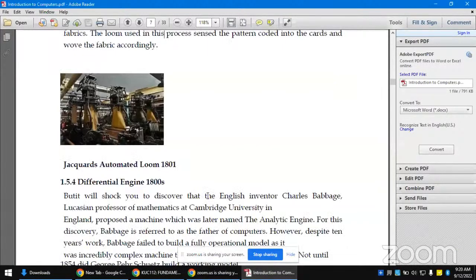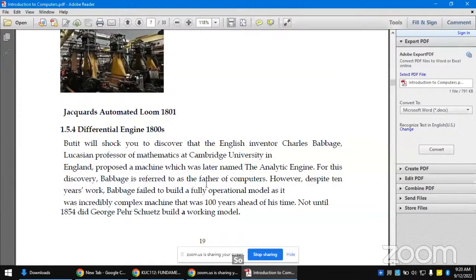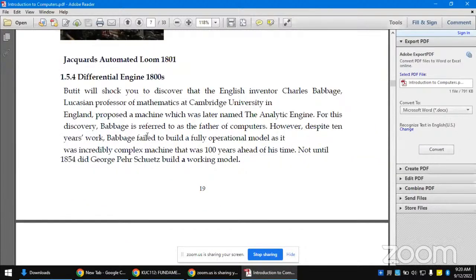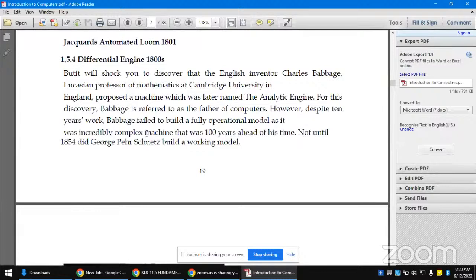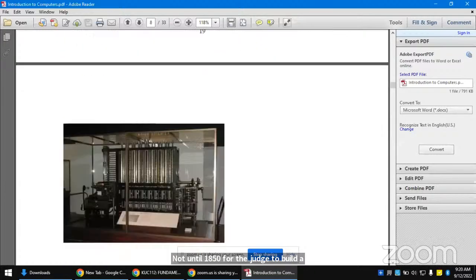So then we move to the next one, which is the difference engine of the 1800s. It will shock you to discover that the English inventor, Charles Babbage, Lucasian professor of mathematics at Cambridge University in England, proposed a machine which was later named the analytic engine. For this discovery, Babbage is referred to as the father of computers. However, despite 10 years' work, Babbage failed to build a fully operational model, as it was an incredibly complex machine that was 100 years ahead of his time. Not until 1854 did George Scheutz build a working model. So this is the analytic machine.